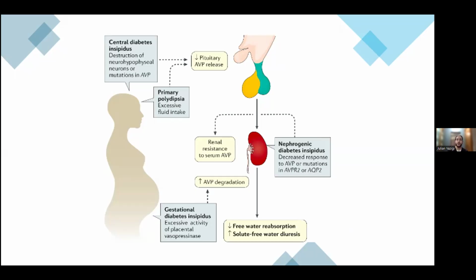Laboratory findings will typically show low urine osmolality and specific gravity as well, with relatively high serum osmolality. The water deprivation test helps confirm the diagnosis, and administration of desmopressin distinguishes central from nephrogenic diabetes insipidus, with central forms showing a marked increase in urine concentration.